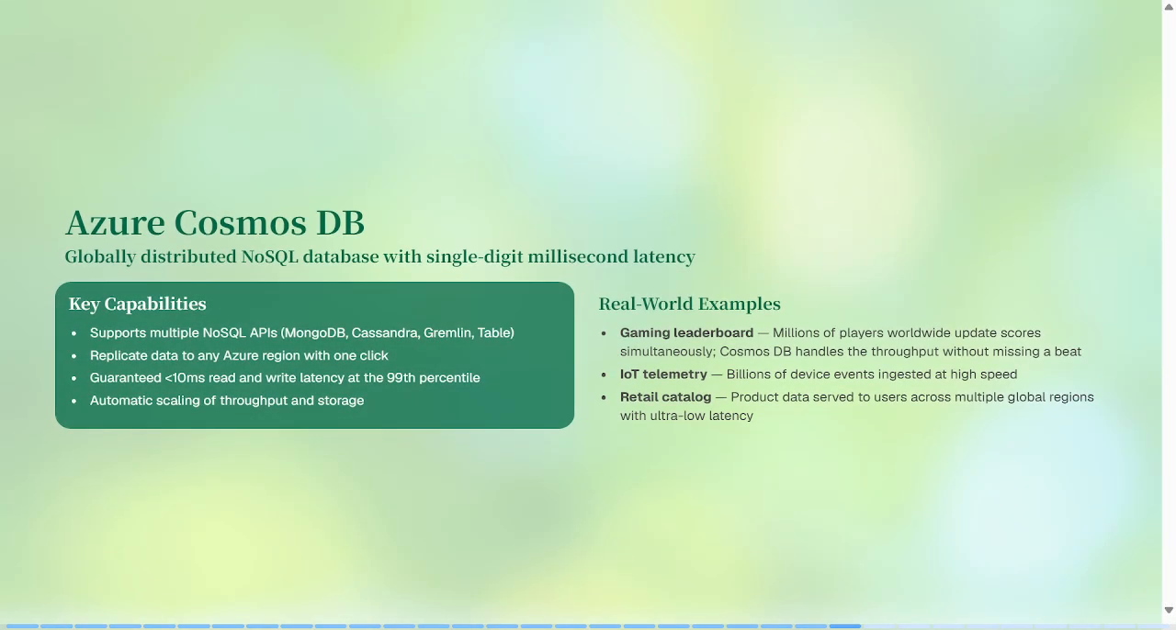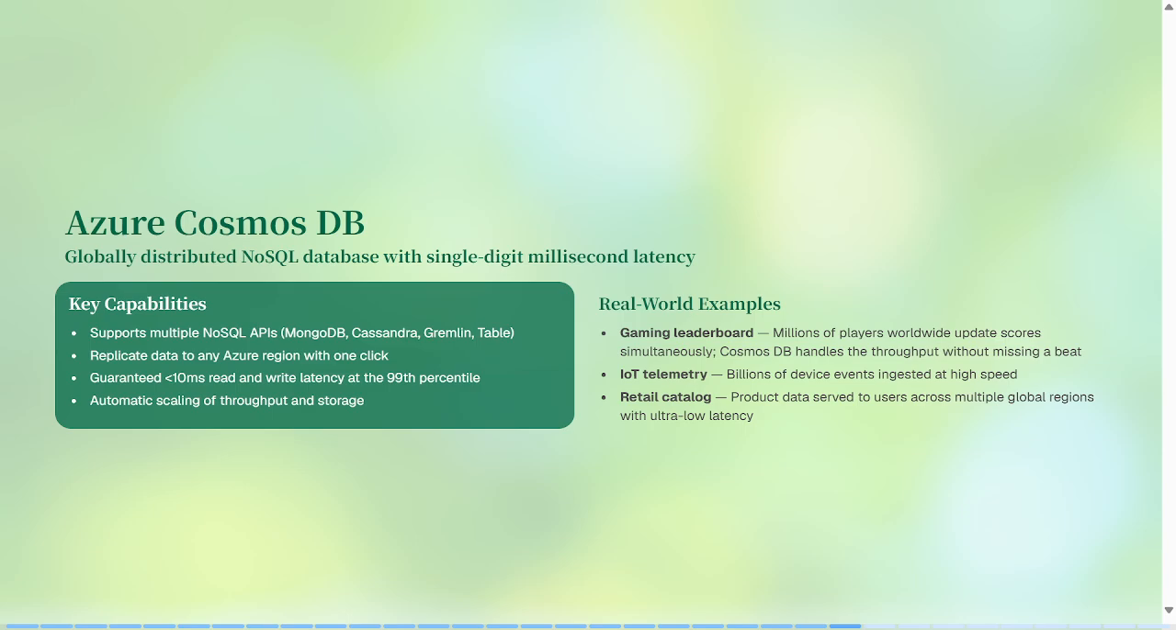Azure Cosmos DB. Azure Cosmos DB is a globally distributed NoSQL database service designed for applications that require very fast response times and massive scalability across the world. Unlike traditional databases that are tied to a single region, Cosmos DB is built for global applications from day one. It delivers single digit millisecond latency, meaning data reads and writes happen extremely fast even at global scale.